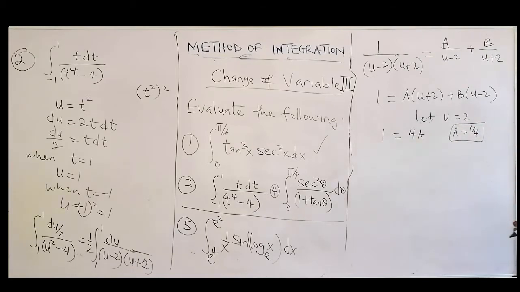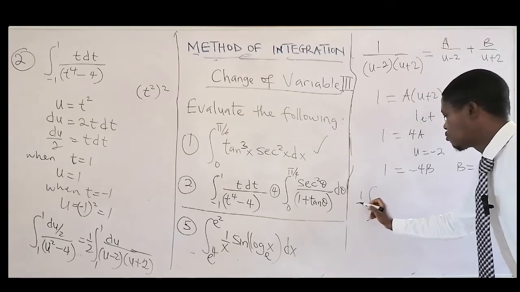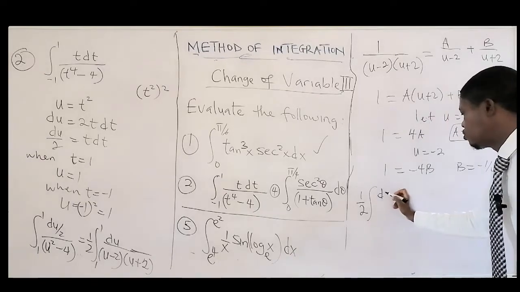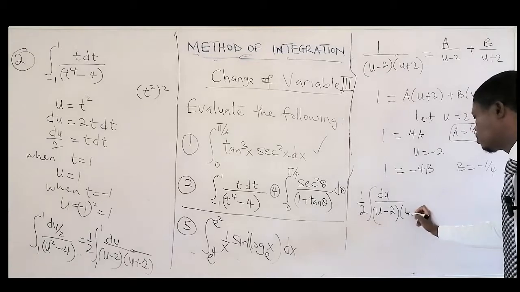Let u be equal to minus 2. We have 1 equal to, with the minus 2, this will cancel, and we have minus 4b. So b is equal to minus 1 over 4. Then we now have the integral of 1 over 2 du over u minus 2 into bracket u plus 2.